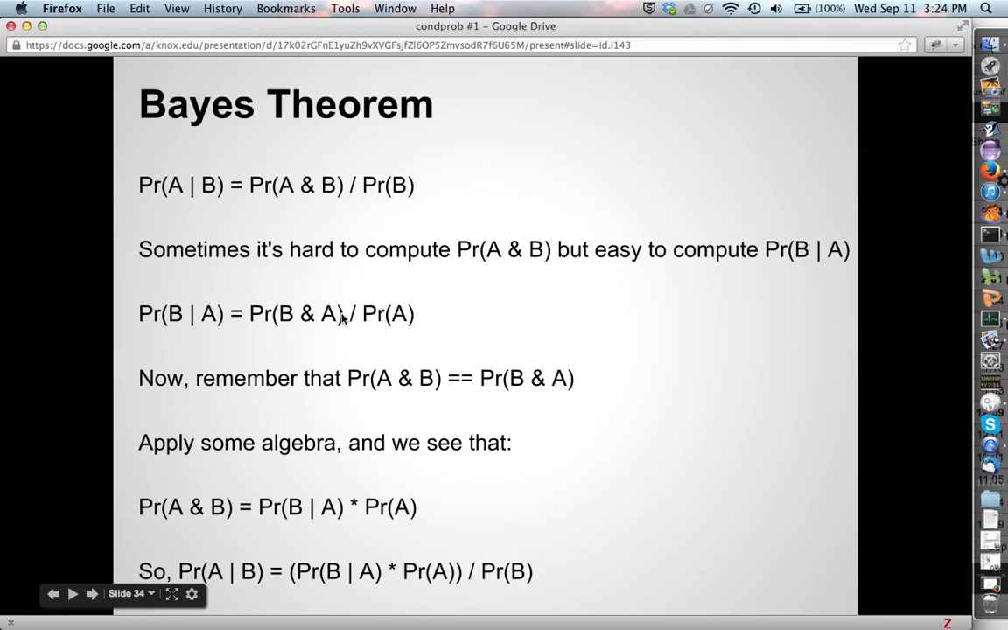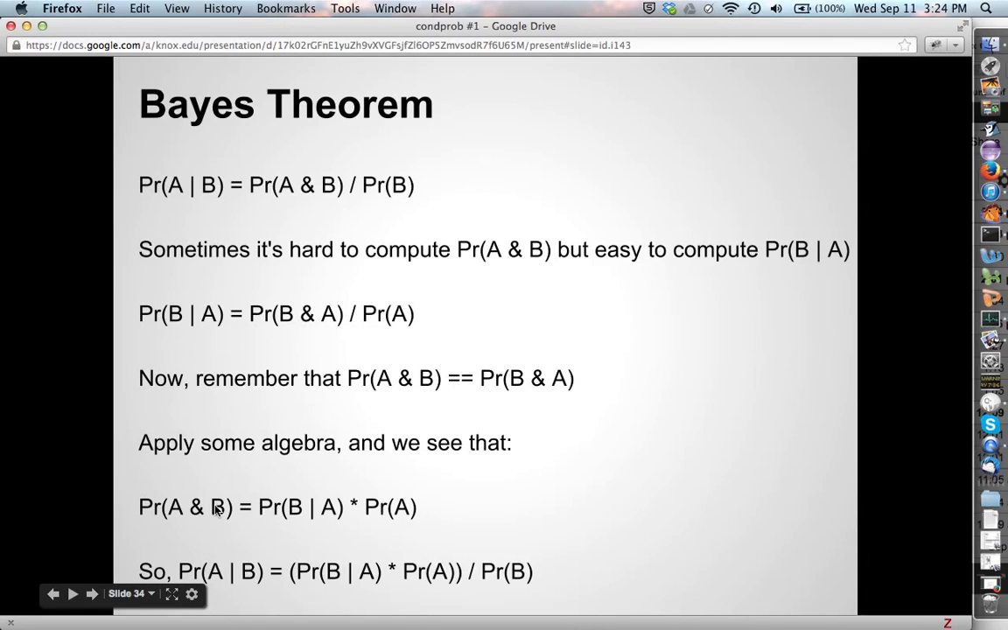There's some algebra we can do here. Sometimes you may have a situation where computing the probability of A and B is difficult or cumbersome, but it might be easy to compute the probability of B given A. If you remember, if the probability of A given B is this, then the probability of B given A is going to be that. But the probability of A and B is exactly the same as the probability of B and A. Joint probability can be switched. It doesn't really matter because you're just going to multiply them.